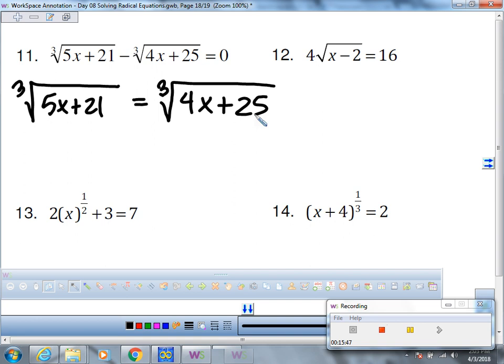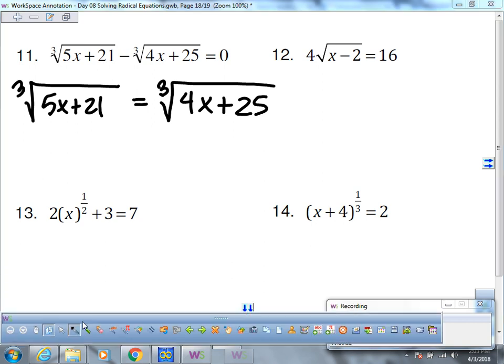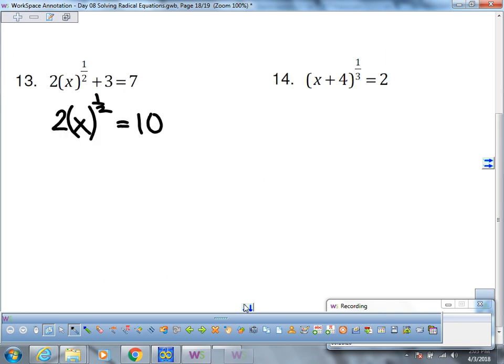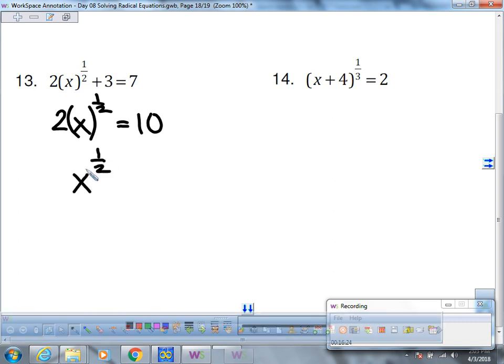What about something like this? How would you simplify it first? Subtract 3. Subtract 3. Now what? Divide by 2. Divide by 2. Now what? What's this? It's the square root. This is the same as this. Right? Remember we learned that on Friday?